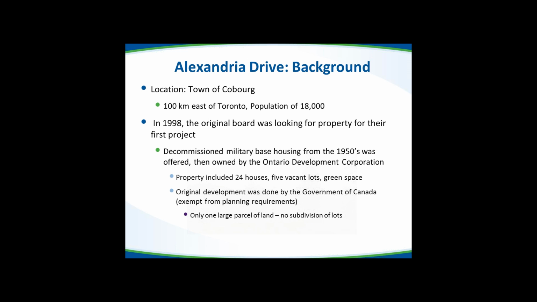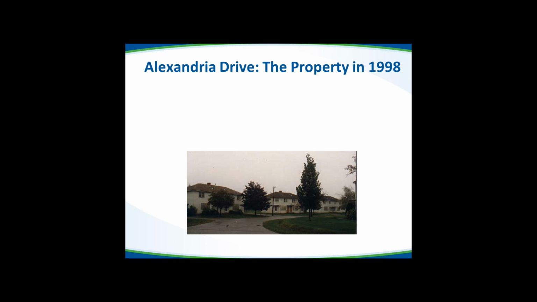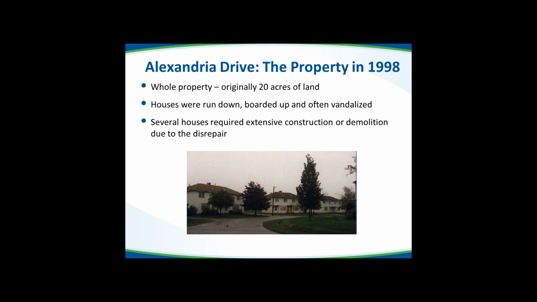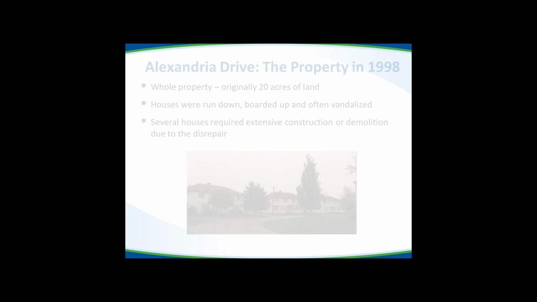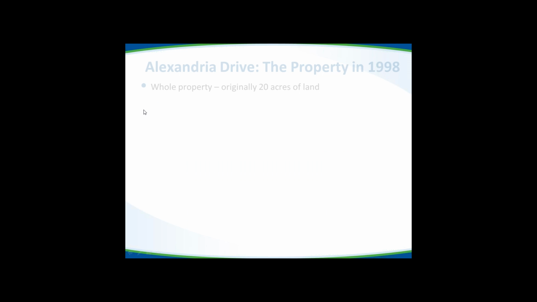So, and I was wrong, I'm sorry. The whole property was actually 20 acres of land, I apologize. And as I said, the houses were run down, boarded up, and often vandalized. And several of the houses actually required extensive construction or demolition due to the disrepair that they had fallen into. And while it is an old picture, you'll see right there, it gives you an idea of what the street looked like when the Board of Habitat acquired it back in 1998.